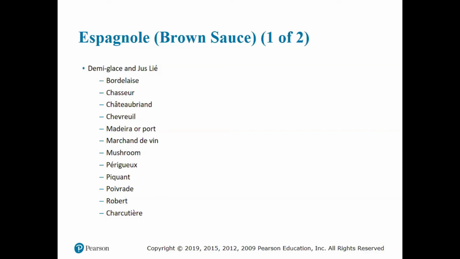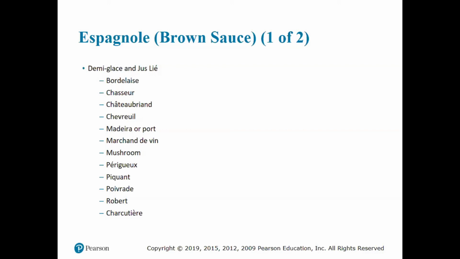Within the brown sauce family, within the Espagnole family, you've got a bunch of different flavor profiles: Bordelaise, Chasseur, the Chateaubriand, the Cheval, Madeira or Port, Marchand de Vin. A lot of different ones there. These are on pages 226 and 227. My two favorites, two that we will do coming up, are the Bordelaise and the Chasseur. The Bordelaise is a red wine demi-glace. The Chasseur is a white wine demi-glace.